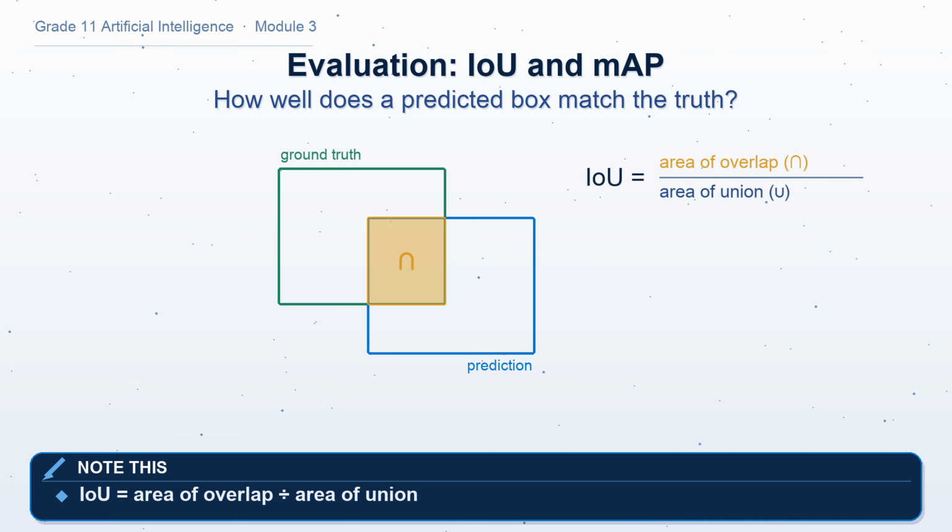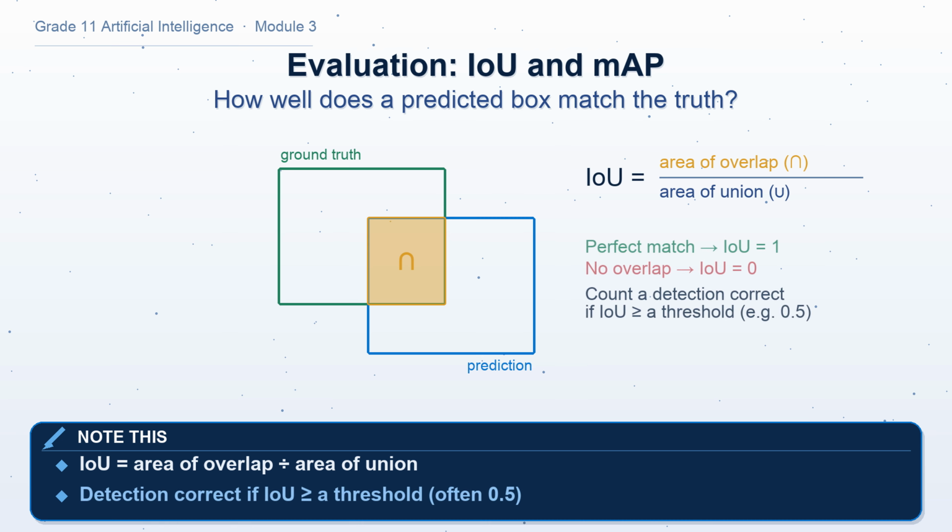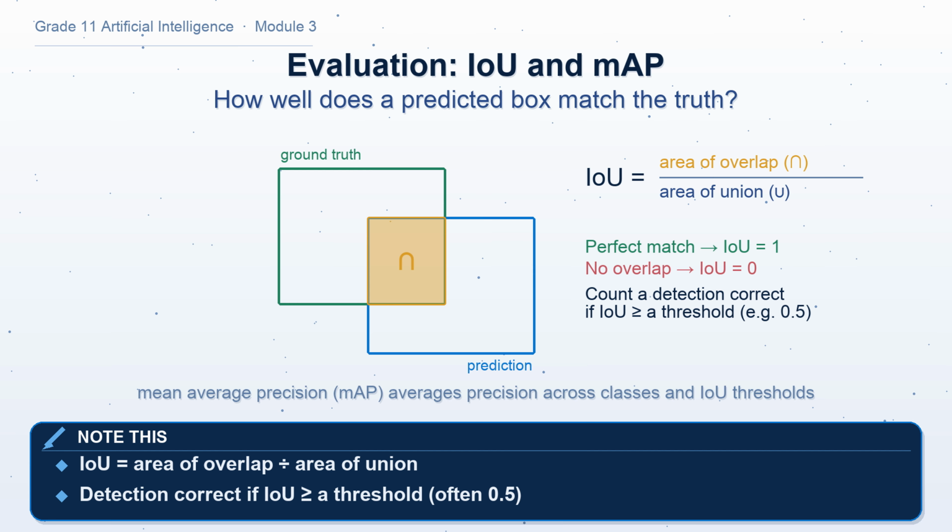To score a whole detector across all objects and classes, we use mean average precision, which averages how precise the model is across classes and across several thresholds. Higher mean average precision means a better detector.